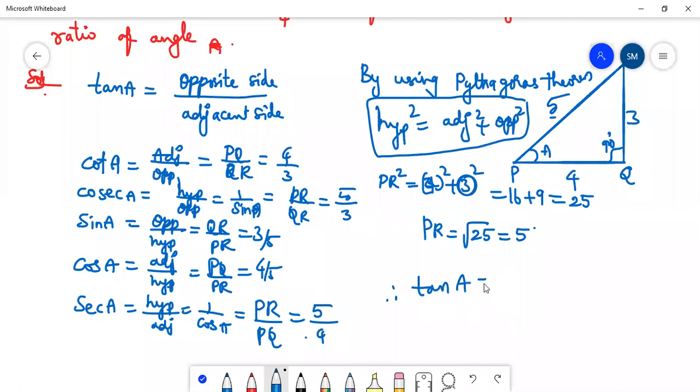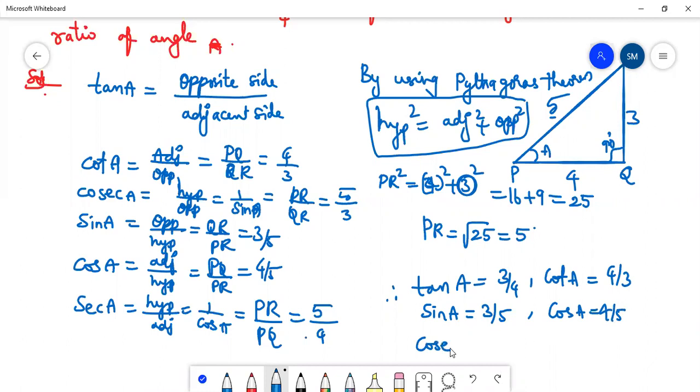Therefore, tan A is equal to 3 by 4, cot A equal to 4 by 3. Sin A is equal to 3 by 5, cos A equal to 4 by 5. Cosec A equal to 5 by 3, sec A equal to 5 by 4. These are the other ratios of angle A. This is the solution.